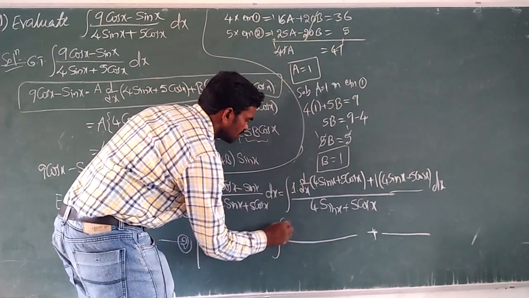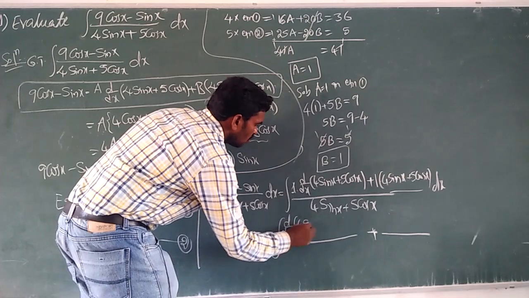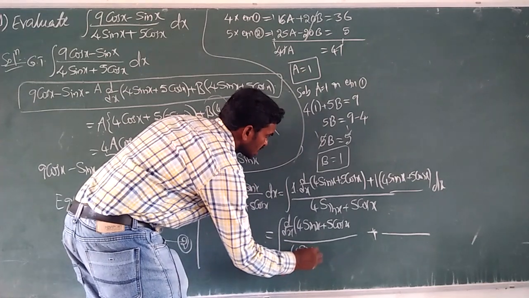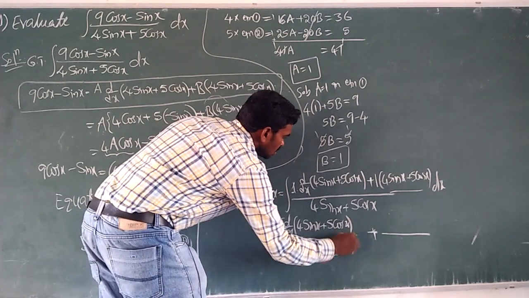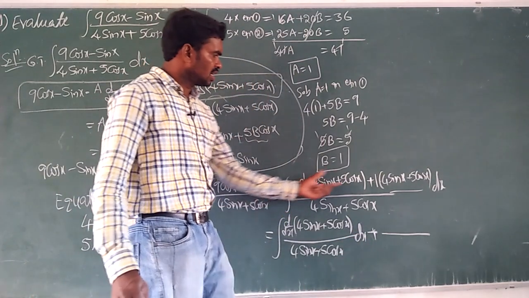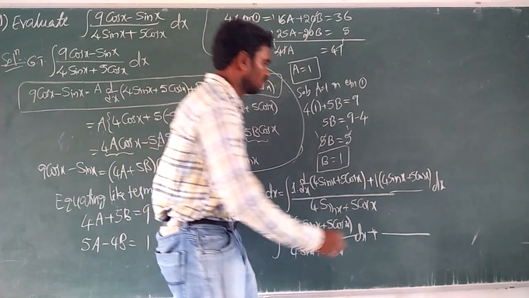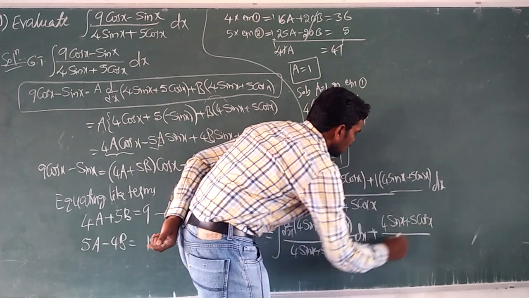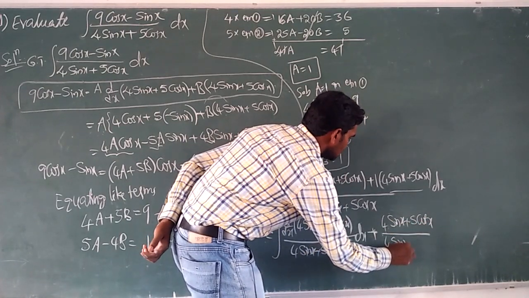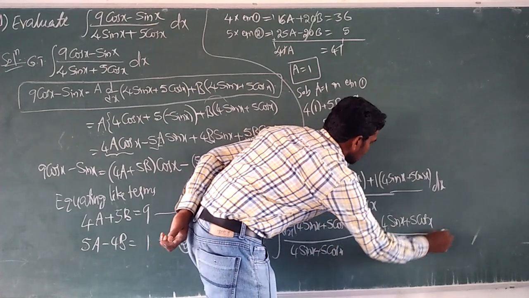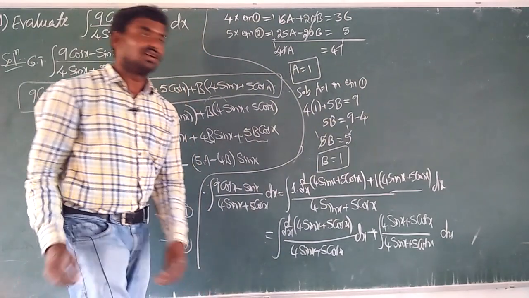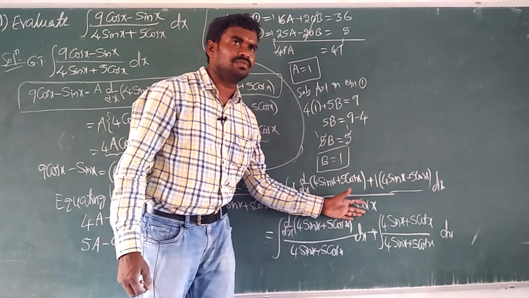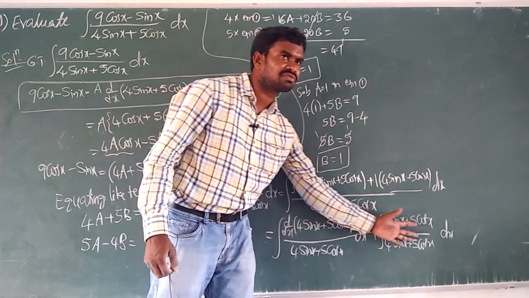First one into something, so d by dx of 4 sin x plus 5 cos x by 4 sin x plus 5 cos x dx, and similarly this second term also by the same. What is this one? 4 sin x plus 5 cos x by 4 sin x plus 5 cos x dx, integration of. Okay, do you understand? So integration of this term and this term is written as integration of first term plus integration of second term.